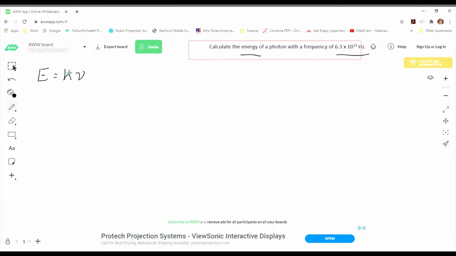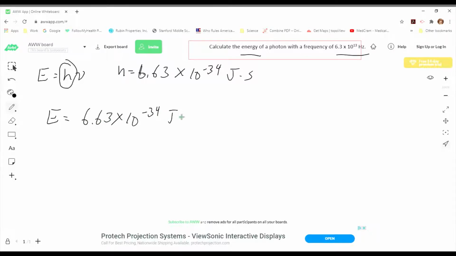This H is a constant. We already know it. Even if there were different numbers in the problem, H is 6.63 times 10 to the minus 34th joules times seconds. So if we want to figure out the energy, energy is equal to H, 6.63 times 10 to the minus 34th joules times seconds, times your frequency. Your frequency here, you're told, is 6.3 times 10 to the 13th.